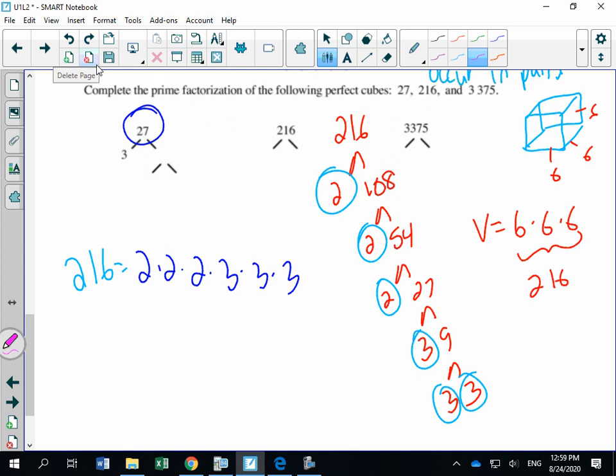This question asked for a perfect cube. Is it a perfect cube? If we're doing perfect cubes, we don't circle pairs. What do we circle? The answer is triples.